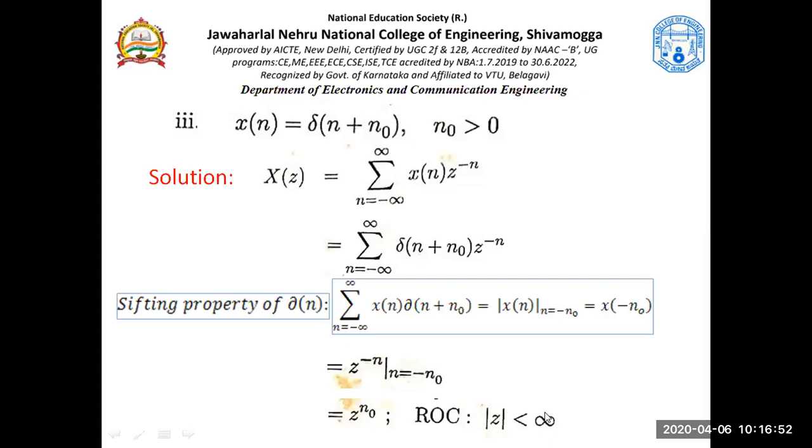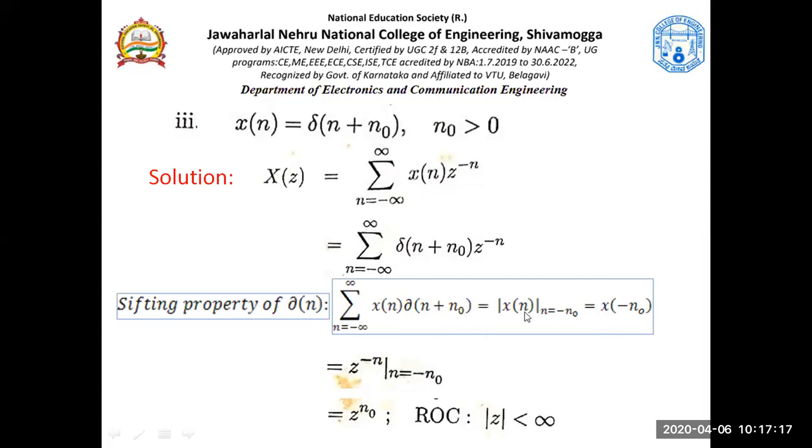Understand? So this is the first sequence we have seen, that is delta of n sequence. What is it called? It is called the unit impulse function. So one thing that you should remember here is the shifting property. Shifting means it's selecting, that means you're picking one among many.